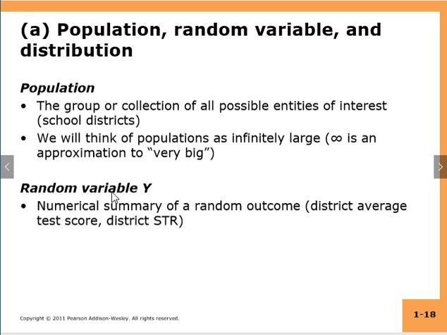Now we will talk about what is a random variable. A random variable is defined as a numerical summary of a random outcome. In the example that we talked about, when we talked about how student-teacher ratio may affect the test score, the random variable was the test score, which was also a numerical variable, and the student-teacher ratio, which is also a numerical variable.